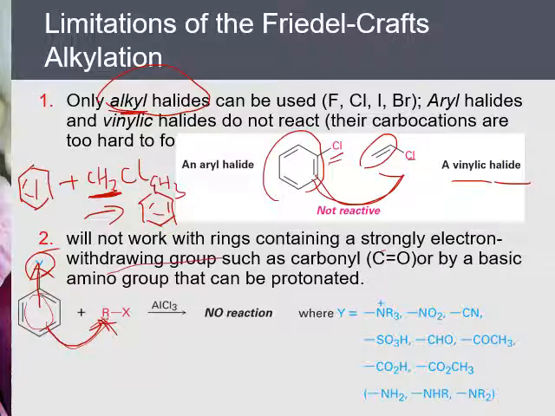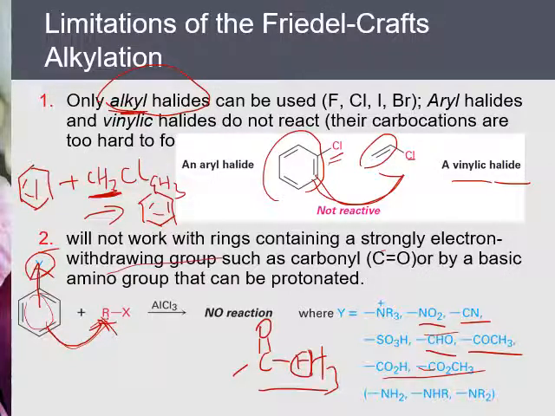And these electron withdrawing groups include nitro group, cyanide, and aldehyde, ketone. So all these groups have CO double bond. So CO double bond, this is aldehyde. And if you have CH3, that's a ketone. So aldehyde, ketone. And if this is OH, that's carboxylic acid. And if this is OCH3, that's ester. So all these have CO double bond.